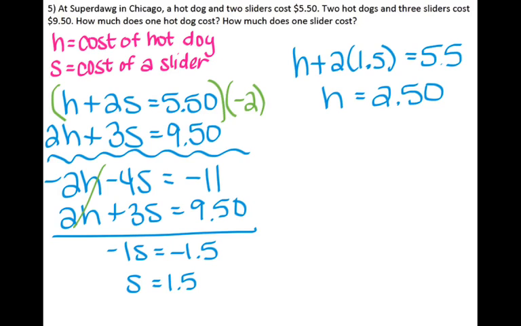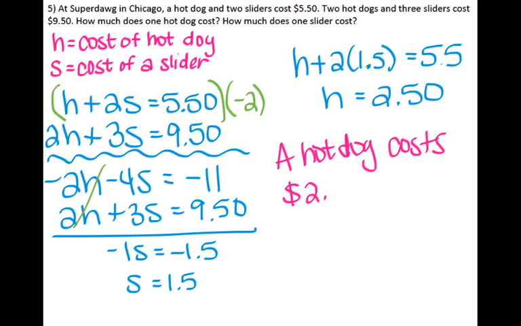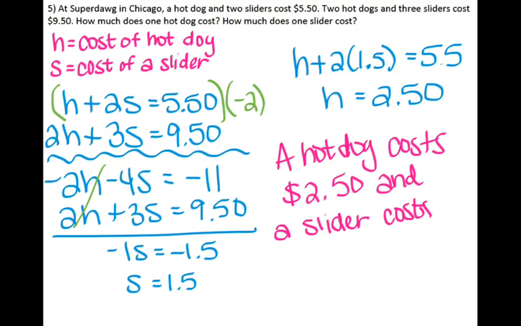So that means a hot dog costs $2.50 and a slider costs $1.50. So again, don't forget to write your answer in words.